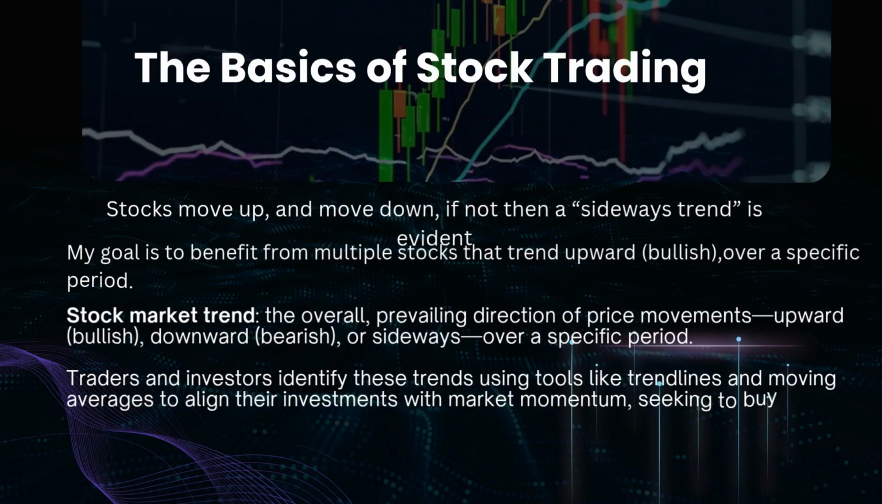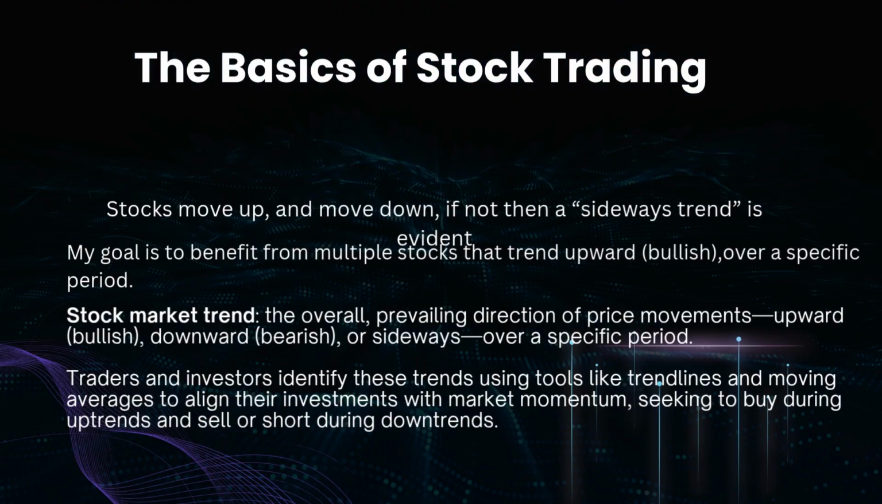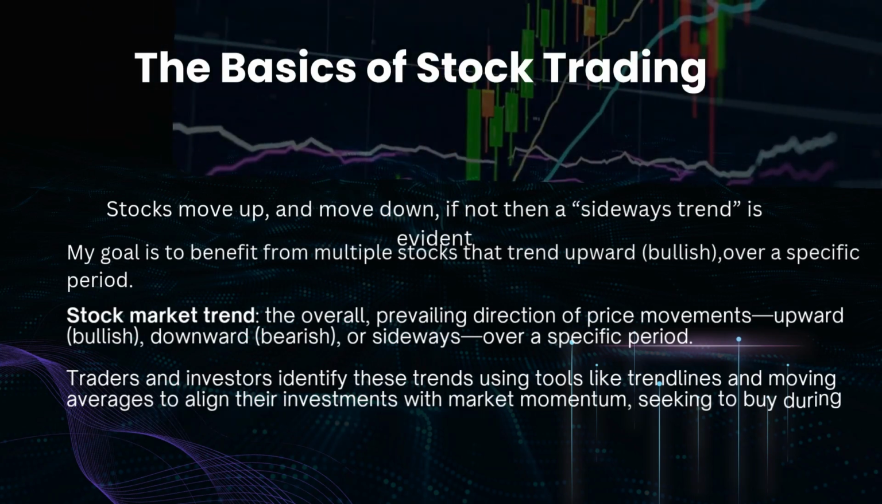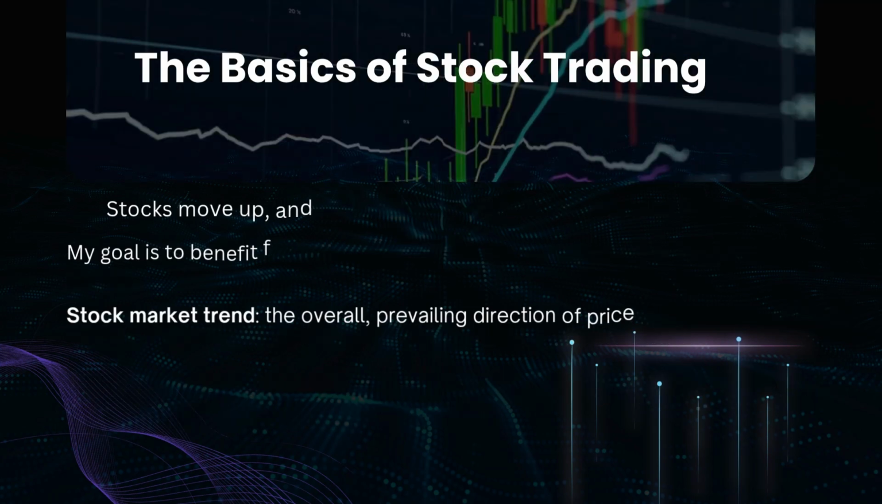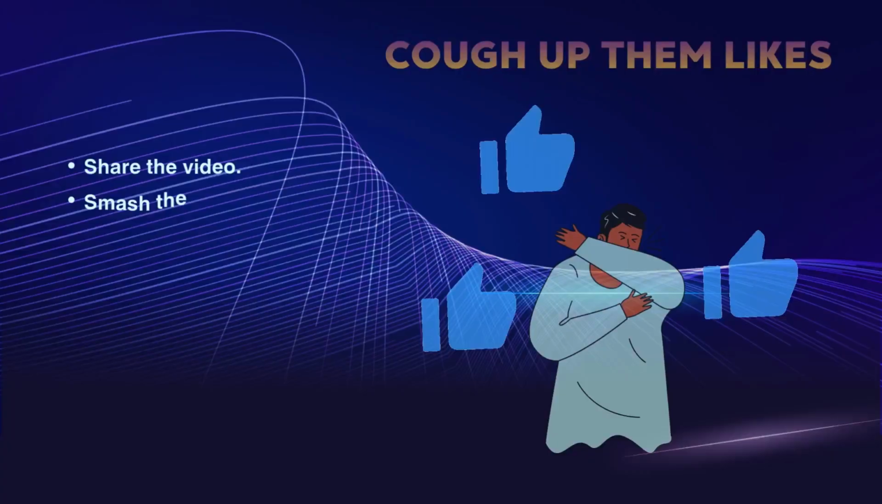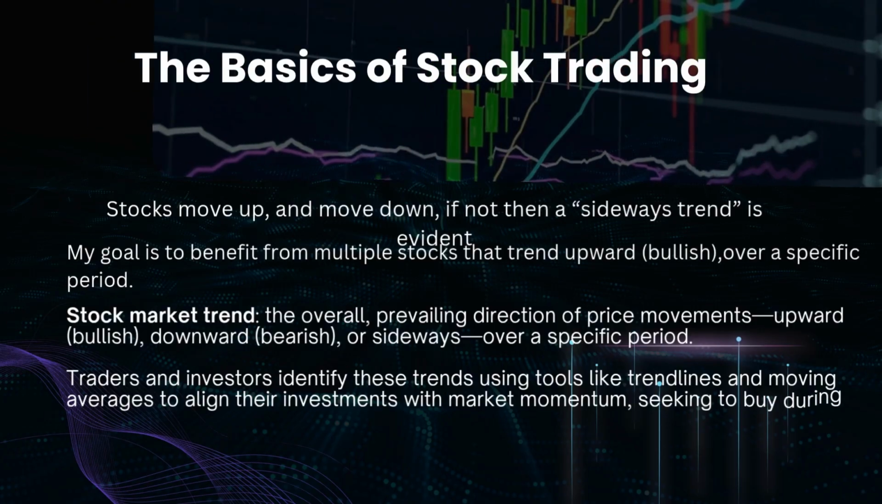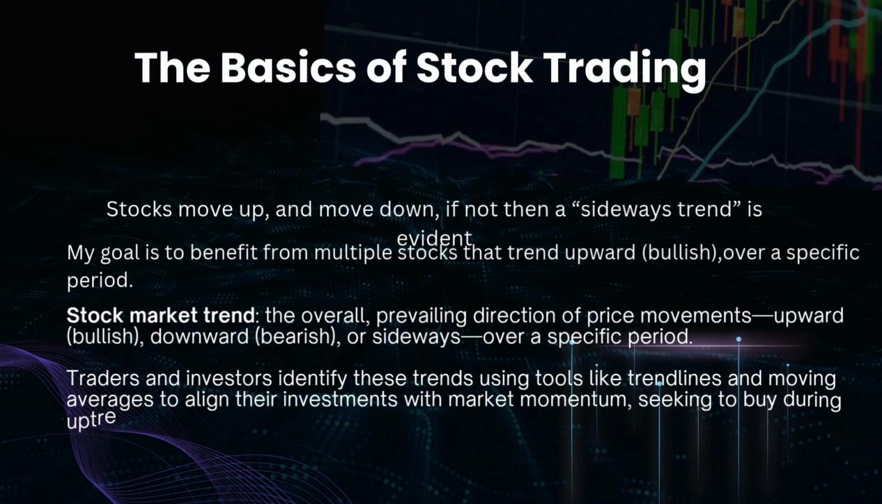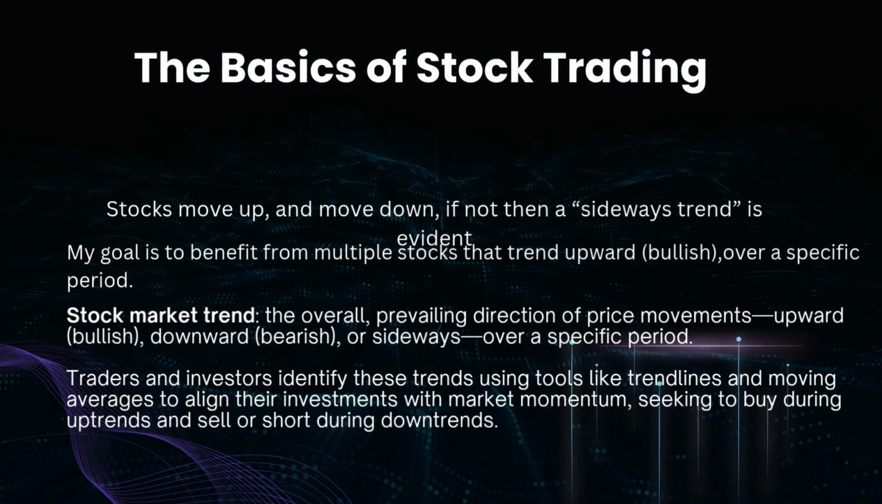The stock market trend is the overall prevailing direction of the price movements: upward, bullish; downward, bearish; or sideways, neutral, as I call it. Traders and investors identify these trends using tools like trend lines and moving averages to align their investments with the market momentum, seeking to buy during uptrends and sell short during downtrends. That's what I'm trying to say.